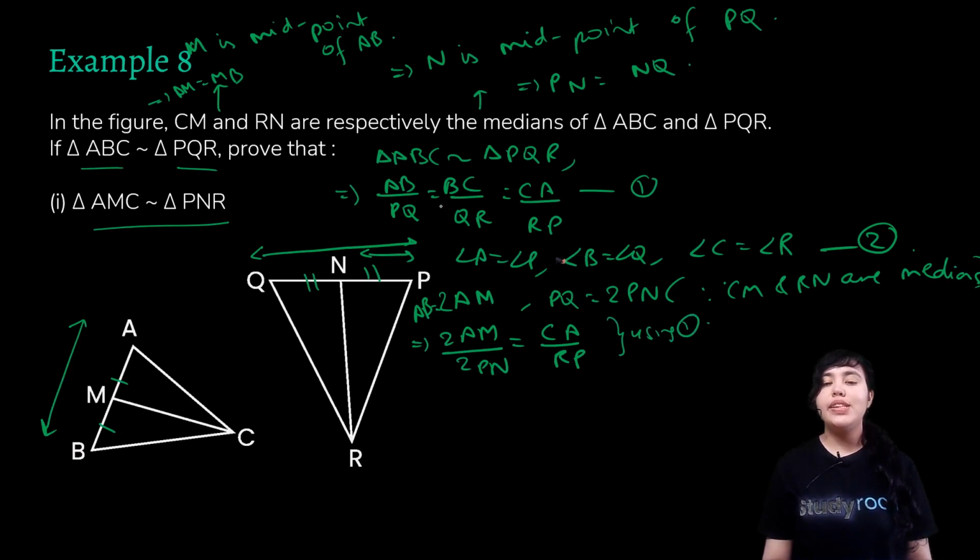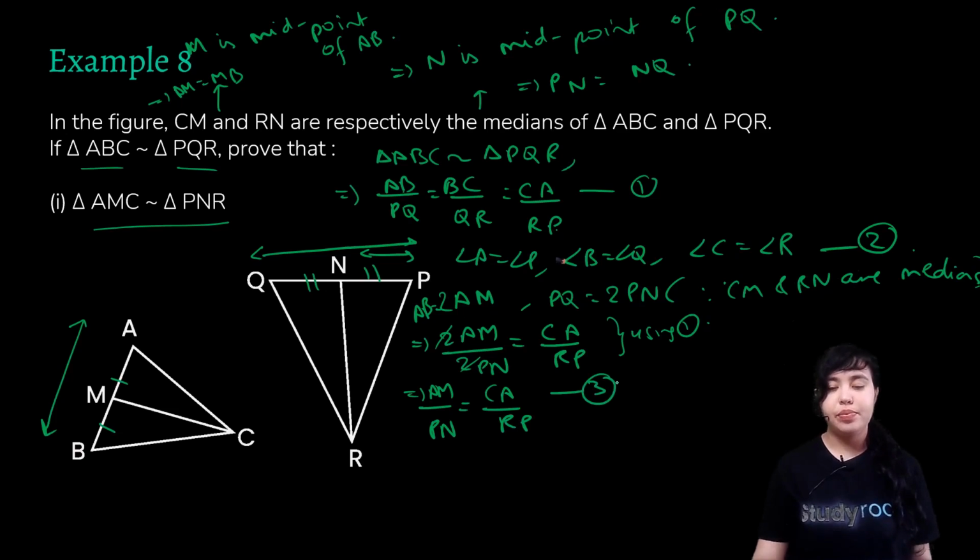In equation number 1, we said AB upon PQ is equal to what? CA upon RP. Now, AB is what? 2AM, PQ is 2PN, and I have just substituted it here. I can further cancel these 2's, and then we will get AM upon PN is equal to CA upon RP, and you can make this equation number 3.